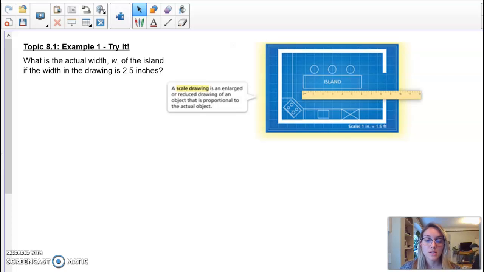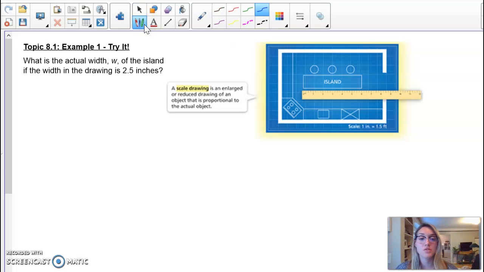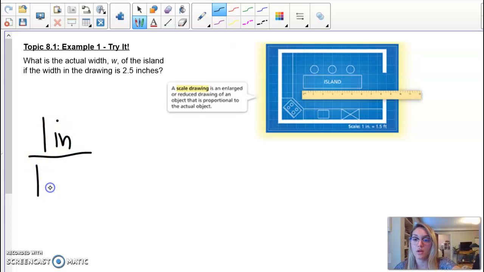For example, right here it says a scale drawing is an enlarged or reduced drawing of an object that is proportional to the actual object. Proportional, that means that we're working with equivalent ratios. So I'm going to start with my ratio of the scale drawing. I know that for every 1 inch, we have 1.5 feet.